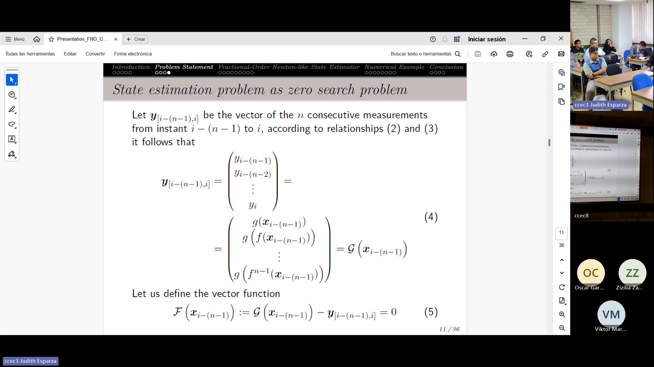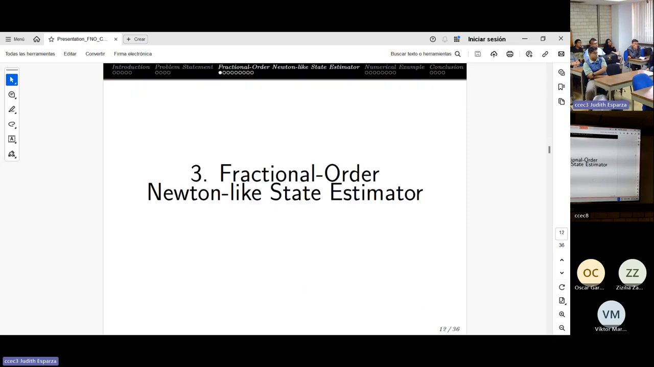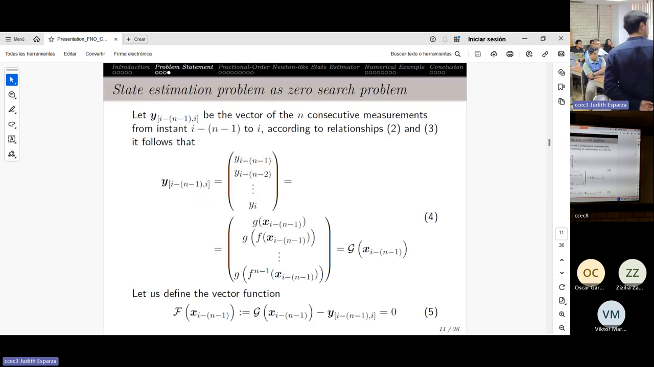So let's define the vector function phi. This function, as we can see, gives a classical root-finding problem. These roots are actually the states of the system at the time instant k minus n minus one. So, the fractional-order Newton-like estimator. For this state problem, as we can see, we only need to solve equation five.